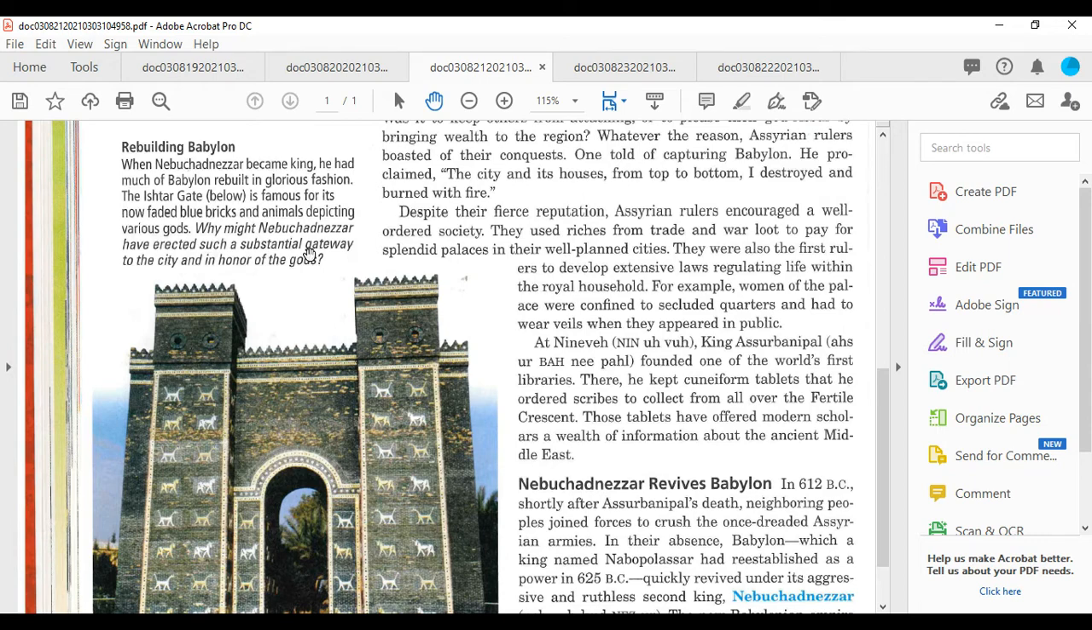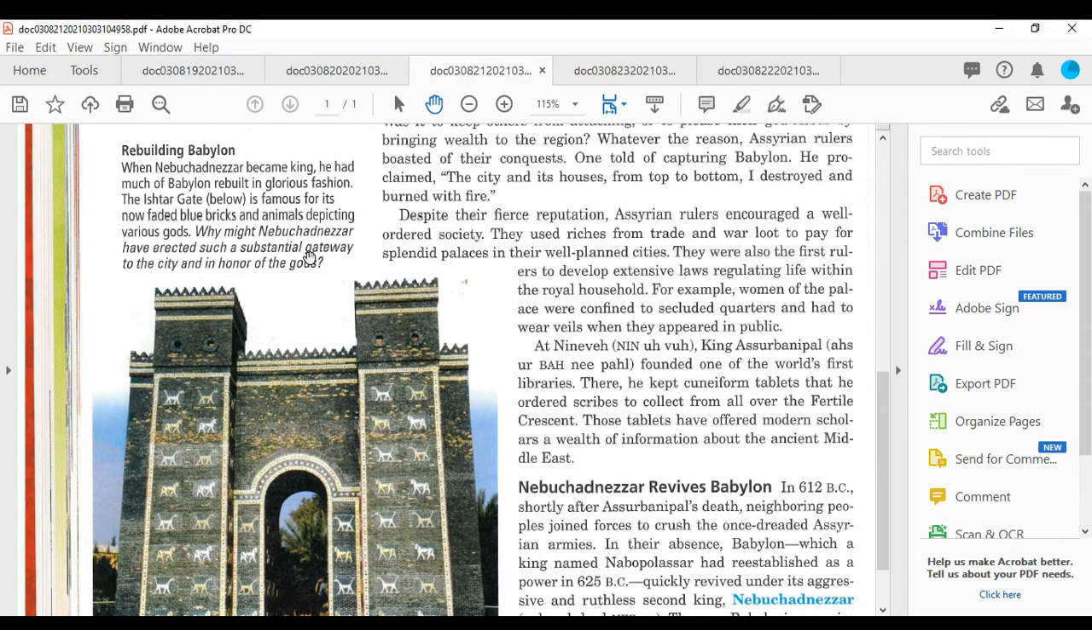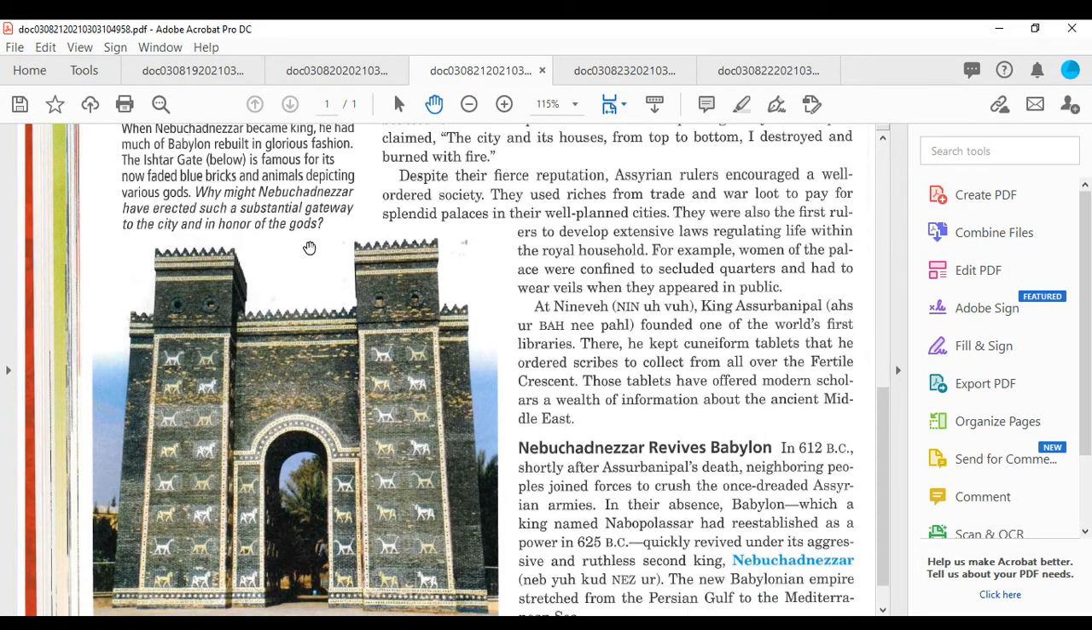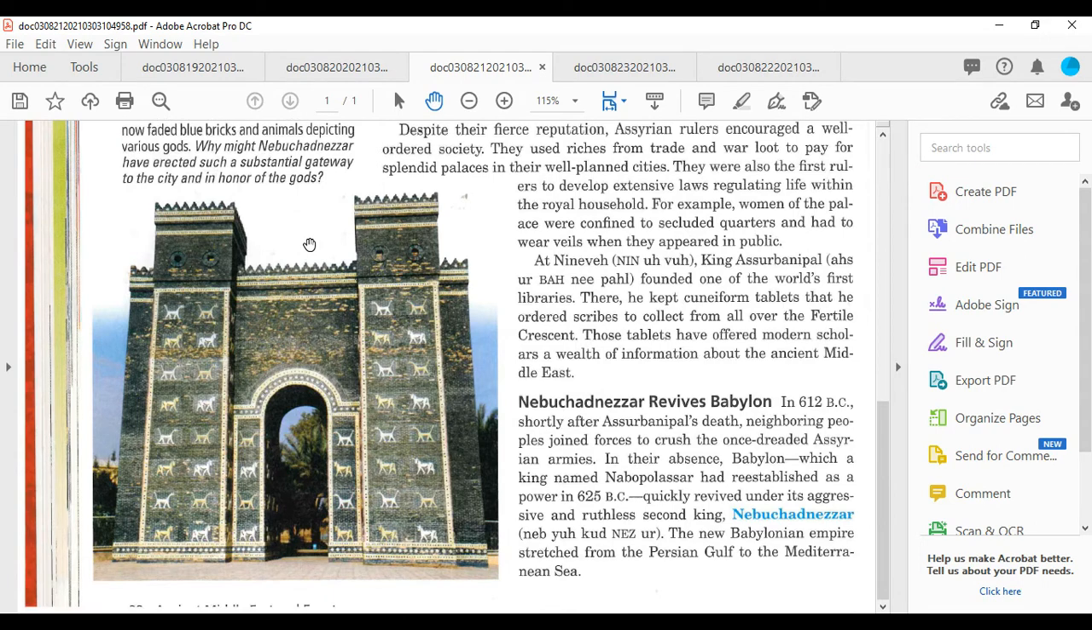They were also the first rulers to develop extensive laws regulating life within the royal household. For example, women of the palace were confined to secluded quarters and had to wear veils when they appeared in public. At Nineveh, King Assurbanipal founded one of the world's first libraries. There, he kept cuneiform tablets that he ordered scribes to collect from all over the Fertile Crescent. Those tablets have offered modern scholars a wealth of information about the ancient Middle East.